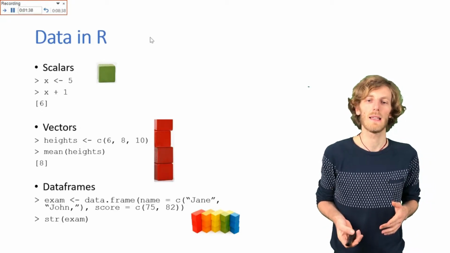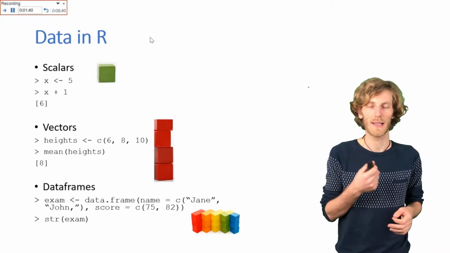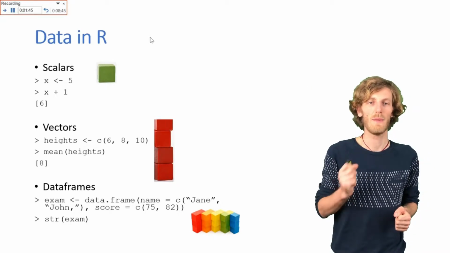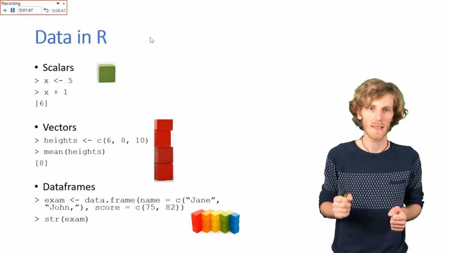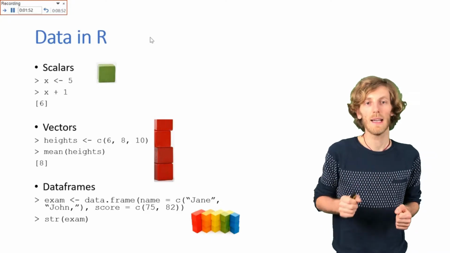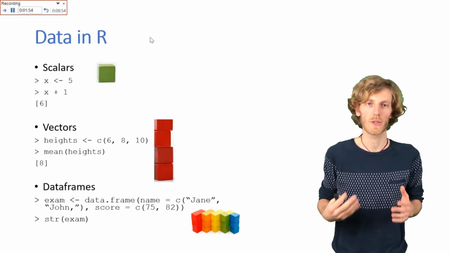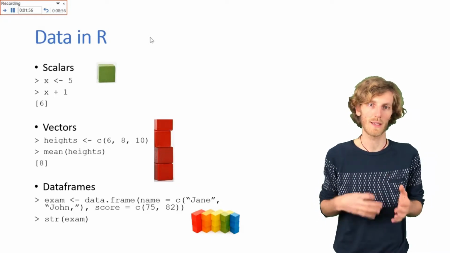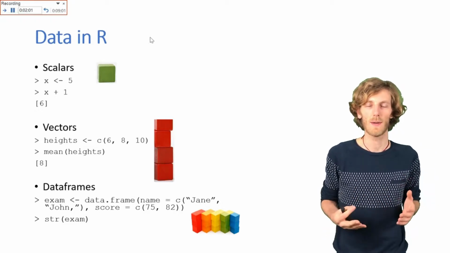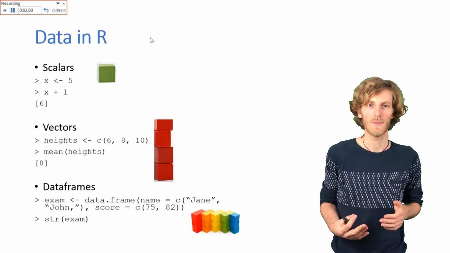So here in the most simple case, we would have an exam data frame that has two variables. It has a name and it has the score that that person obtained. str here is a function to just look at what's going on inside the data frame. So we'll be using that a lot when we start on new data to see which variables are there, how many values, and so on.